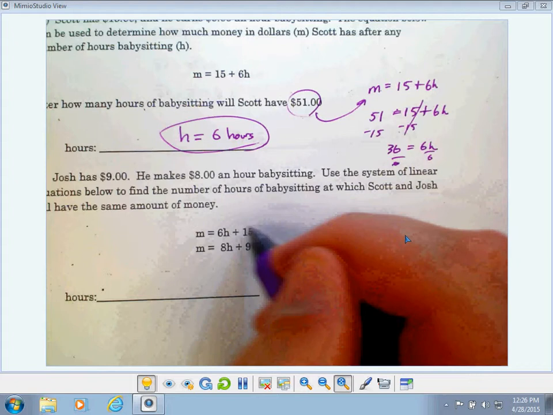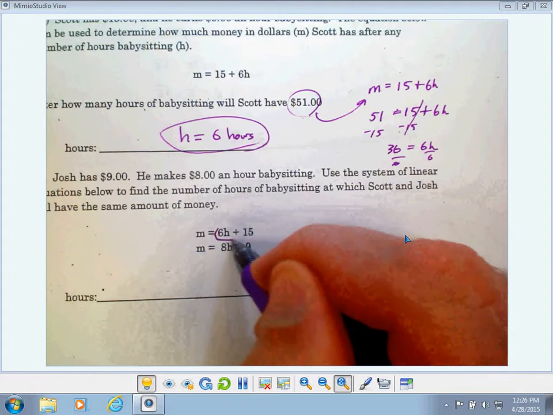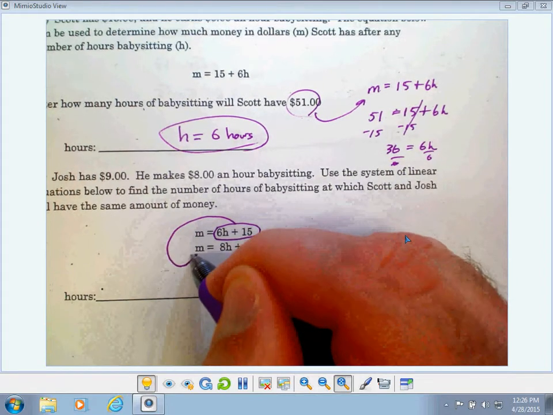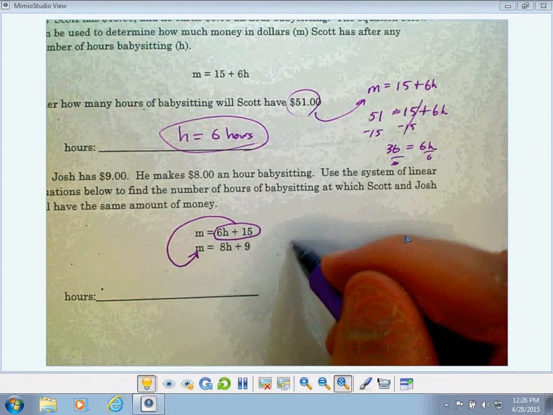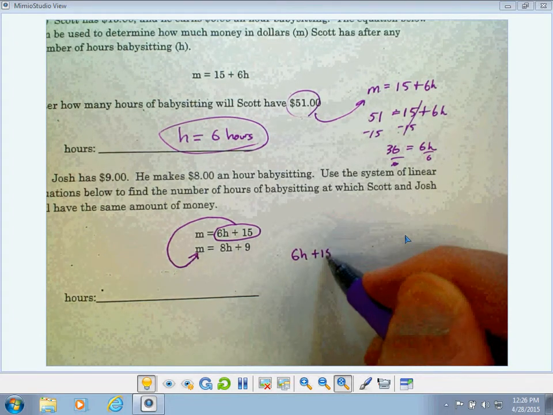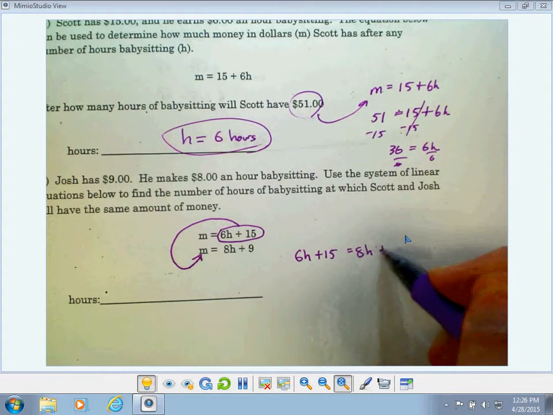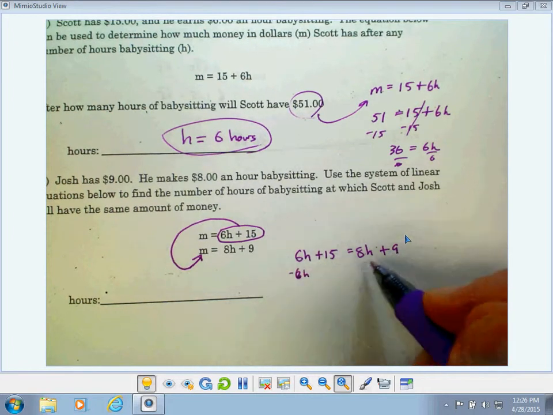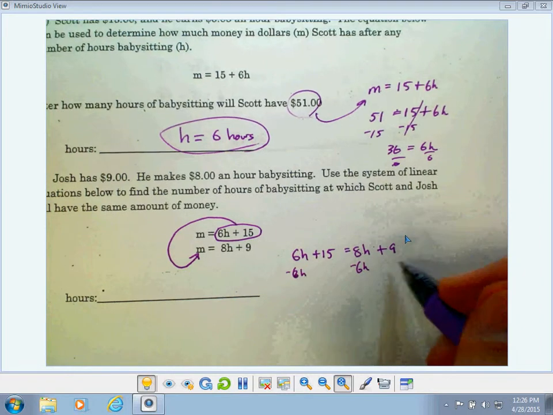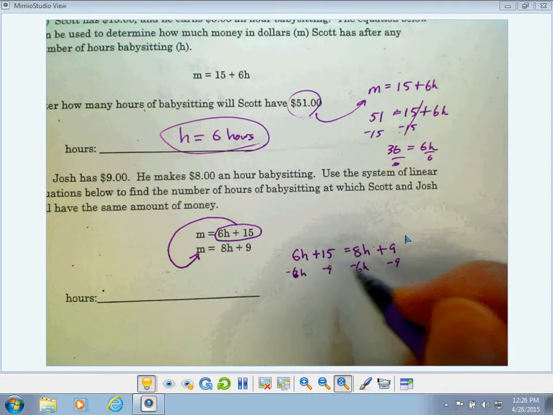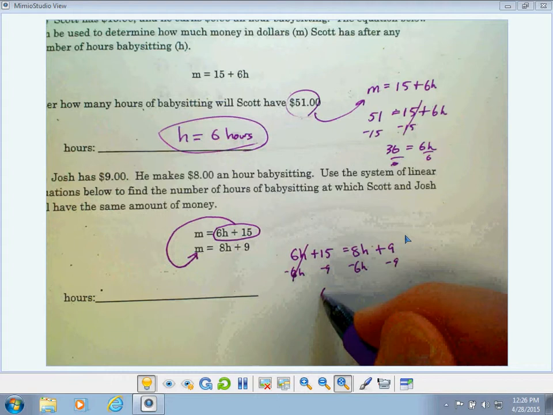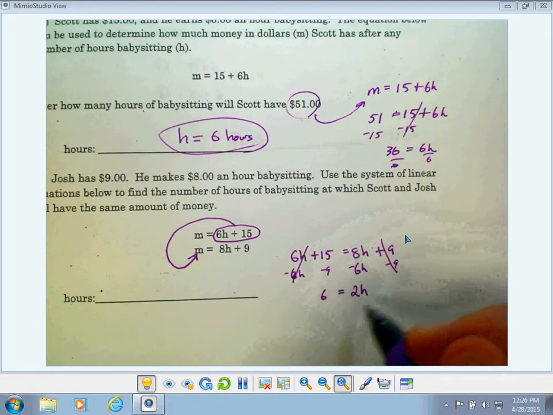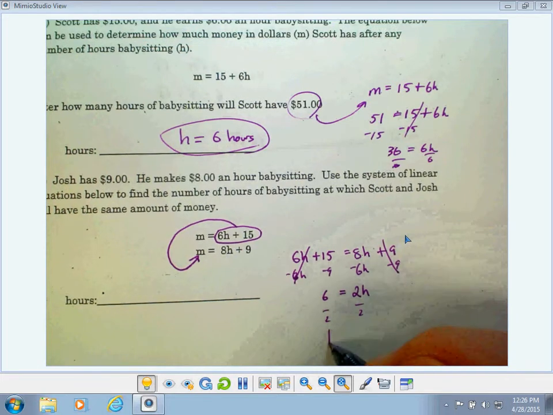So you can look at this like a substitution. We're saying M is 6H plus 15. So if I take that and I put it in the other equation for M, it would be 6H plus 15 equals 8H plus 9. So if I subtract the 6H away from both sides, and I can also subtract the 9 away, I would get 6 and 2H. And then I would just divide by 2, and H would be 3.